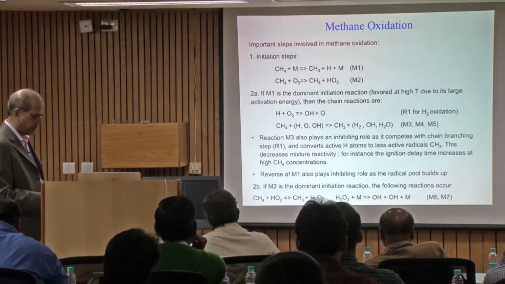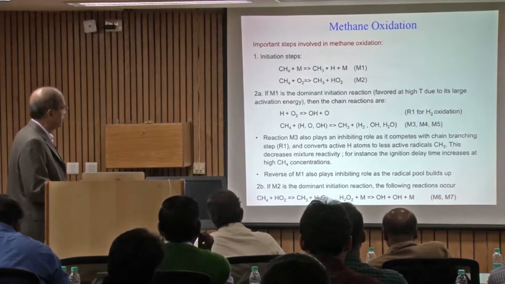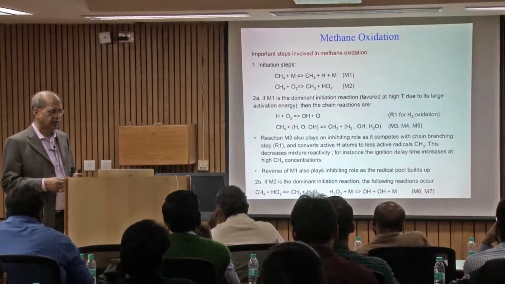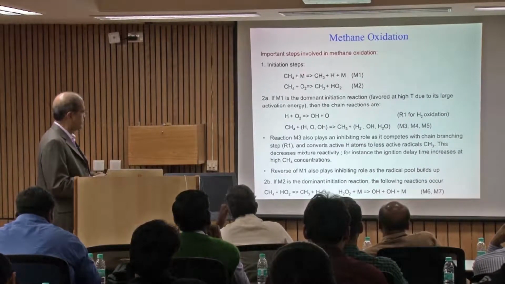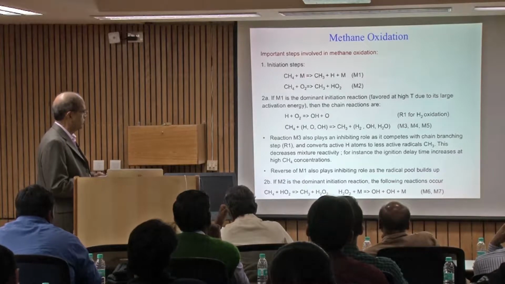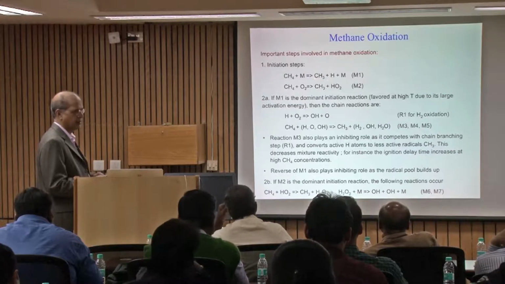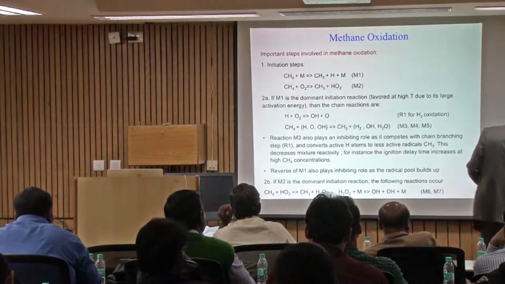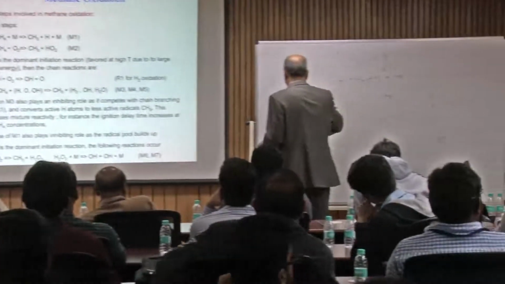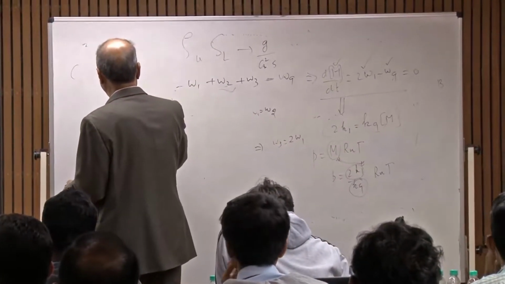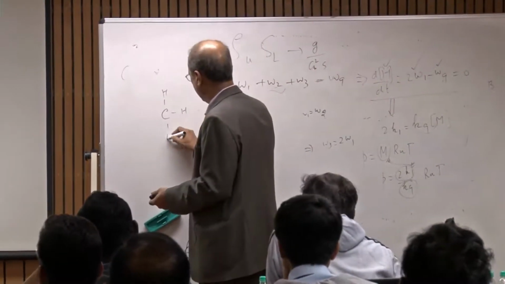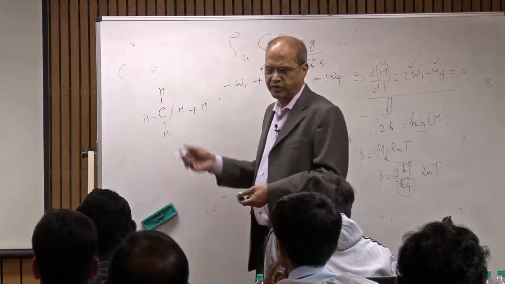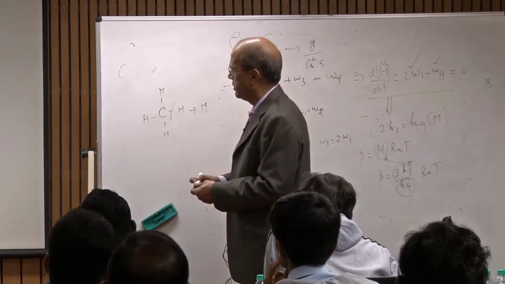So here there are two initiation steps. Now imagine in the system you have methane and oxygen. Methane can react with the rest of the mixture, M. You can see what's happening with this reaction. You have C and then 4 hydrogen bonds, 4 single bonds. So it reacts with M, and it has to break any of these 4 bonds. So it produces CH3 and H.